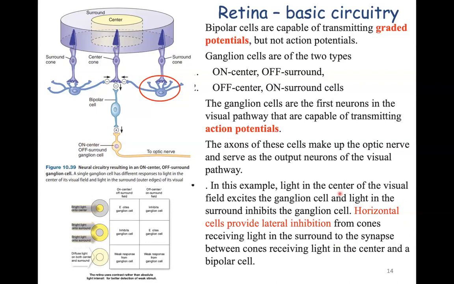All right. So ganglion cells are also of two types: on center, off surround cells, and off center, on surround cells. We'll get to this in a few slides. We're going to talk about it.